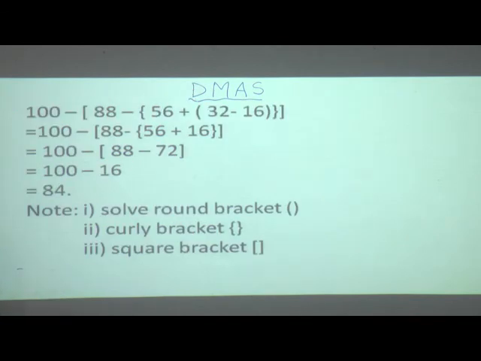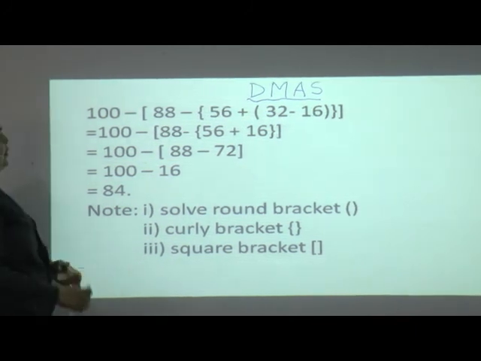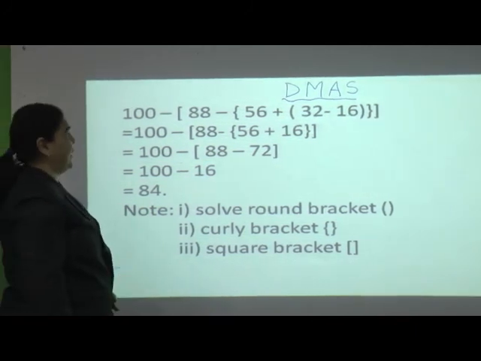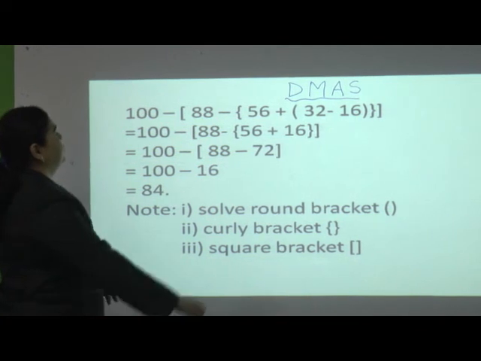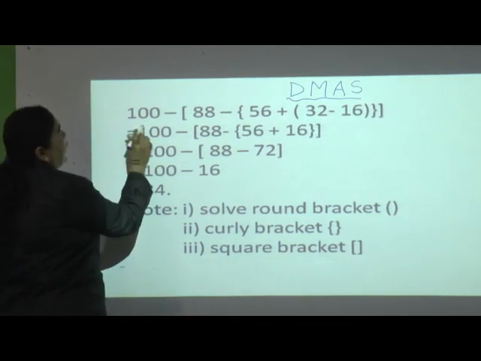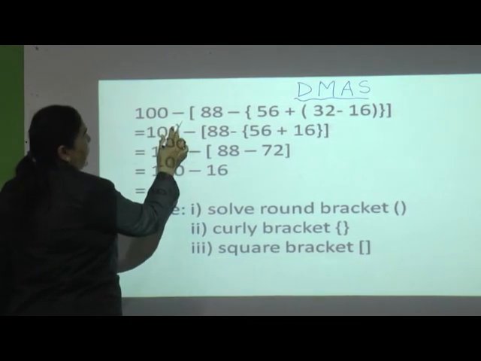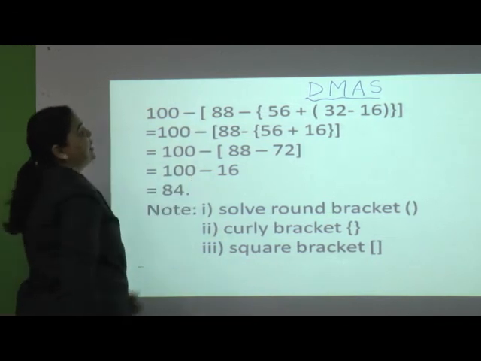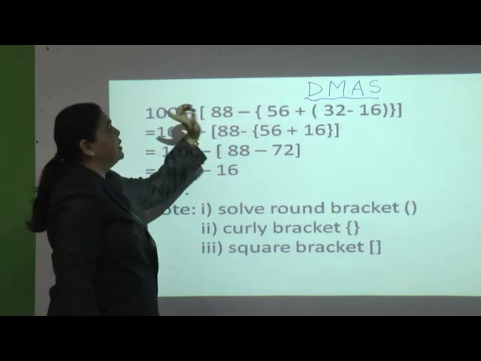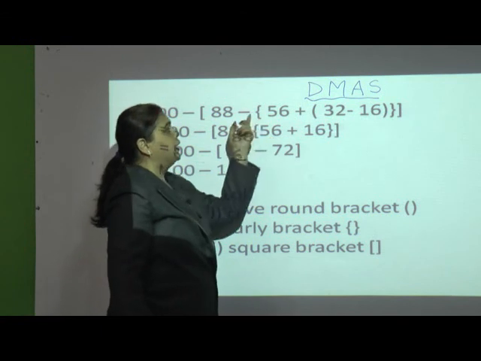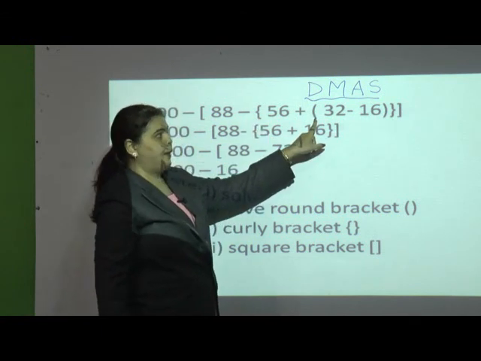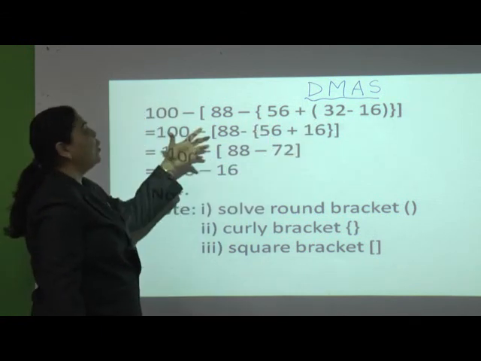Now you might be thinking what type of example this is, having different types of brackets. Yes, you are right. Here, 100 minus, this is known as a square bracket, this is known as a curly bracket, and this is known as a round bracket. I will explain to you how to do it.